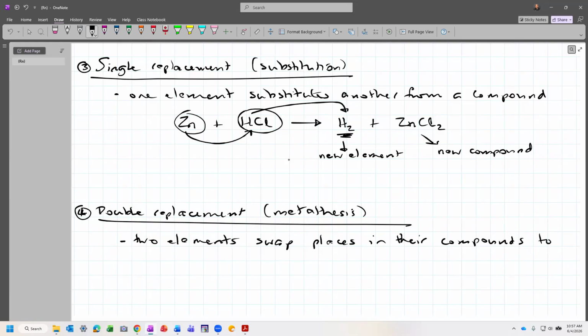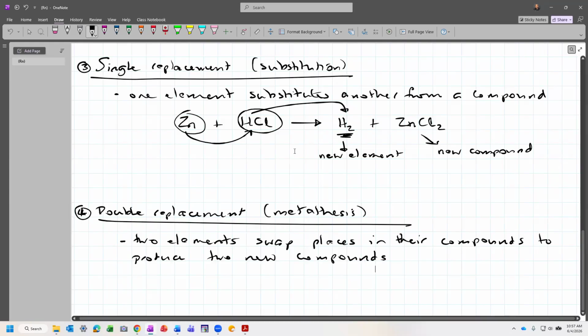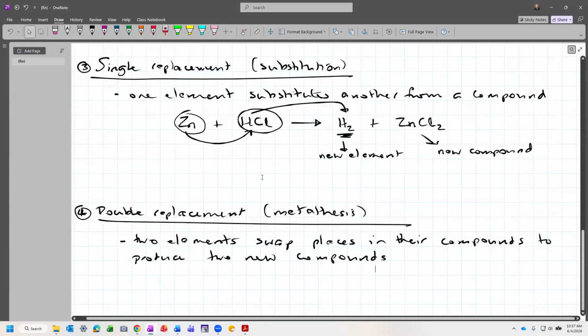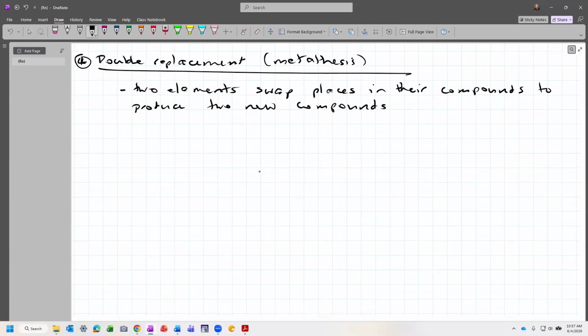And then as a result, we're going to produce two new compounds. Okay, and the example that we did previously up here is a good example of one of those double replacement reactions. So let's just revisit that.